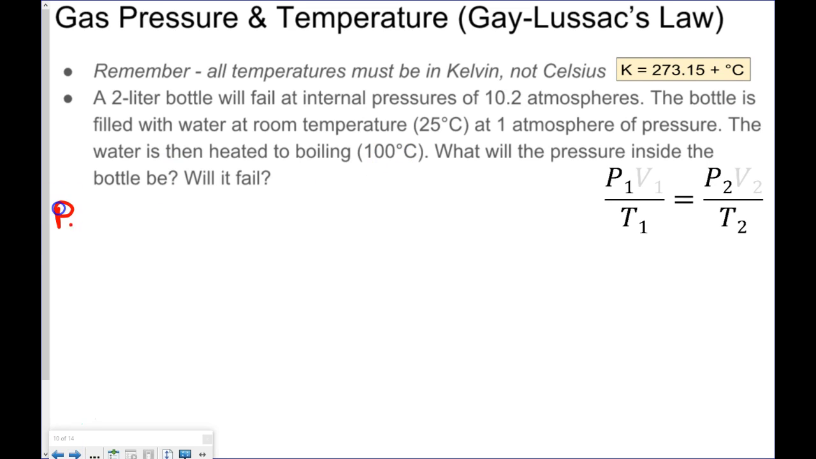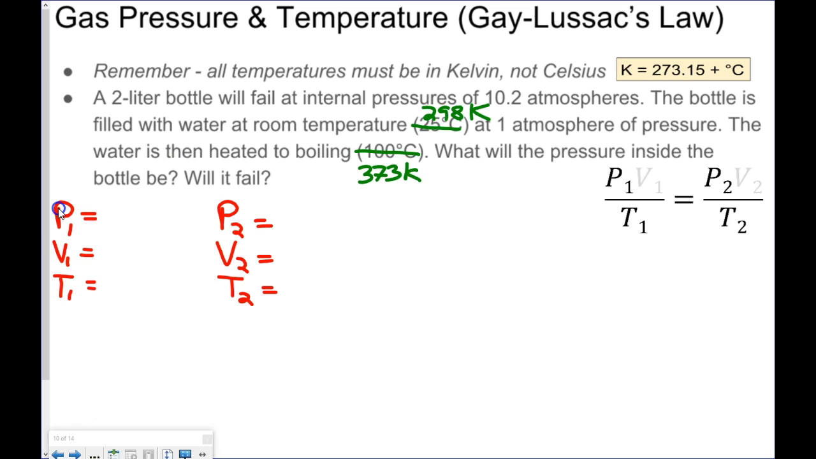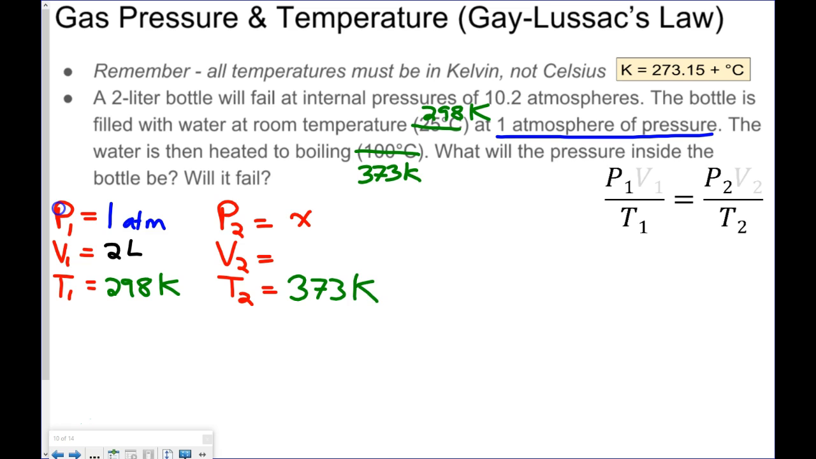Another one here, constant volume. Convert my temperatures from Celsius to Kelvin. Have to do everything there so that nothing is divided by 0. So 1 atmosphere of pressure is what I start with. 298 Kelvin is going to be my initial temperature. My final temperature, 373 Kelvin. My pressure is going to be unknown at the end.